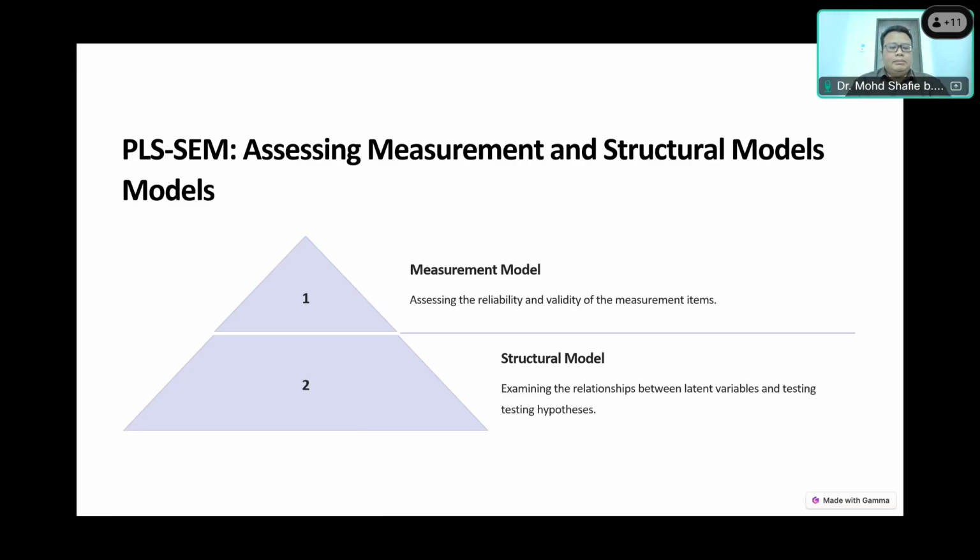In partial least squares SEM, we have the measurement model and the structural model. When you conduct SEM, not only PLS but covariance-based SEM also has the same thing. For the measurement model, you are going to assess the reliability and validity. Here you have the confirmatory factor analysis, the construct reliability, and the average variance extracted. Most students will just stop at confirmatory factor analysis, which is not good enough.